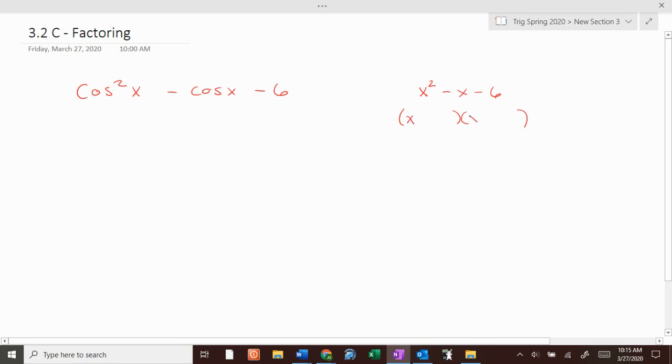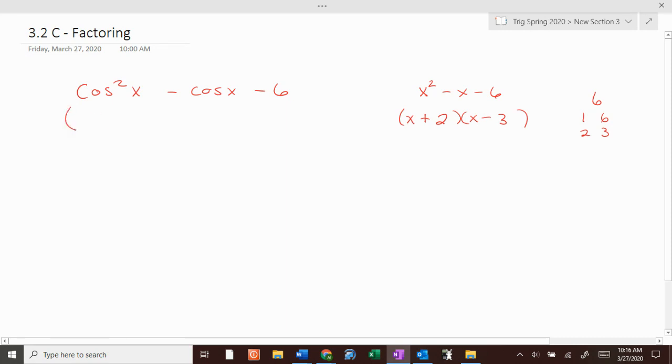This is x and x. The minus here says the signs are opposite. The factors of 6 are 1 and 6 and 2 and 3. Well, it must be 2 and 3. If we put the 2 here and the 3 here, they add up to be -1 and multiply to be -6. And that's how it factors.